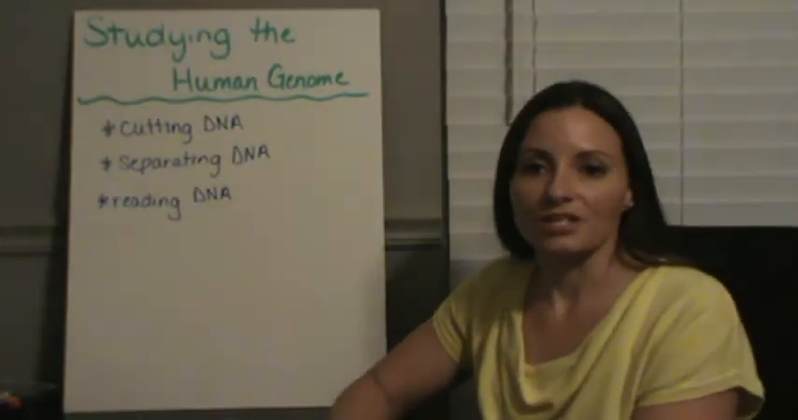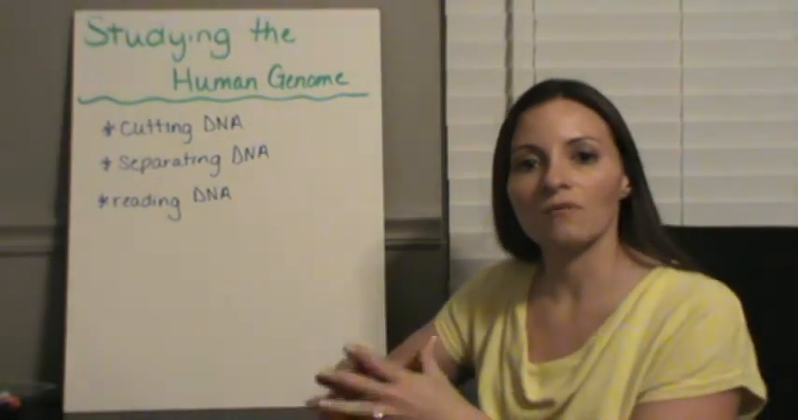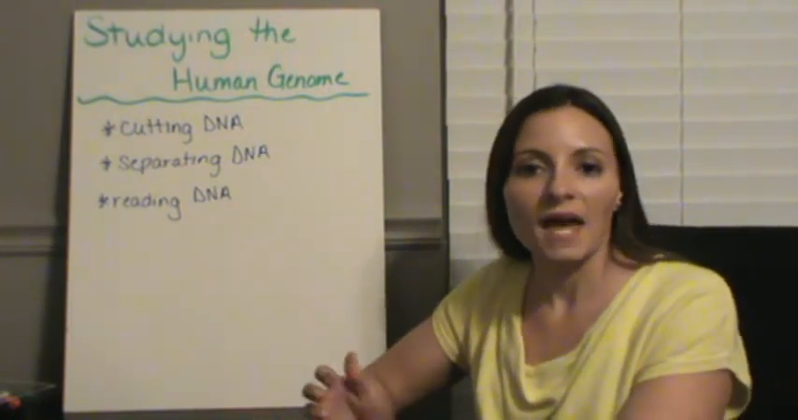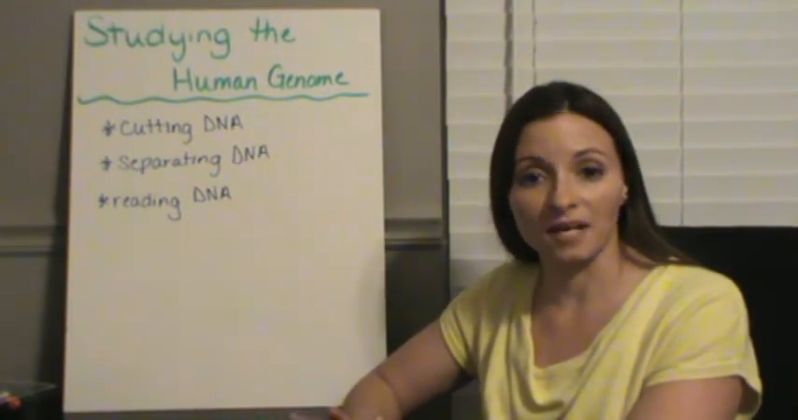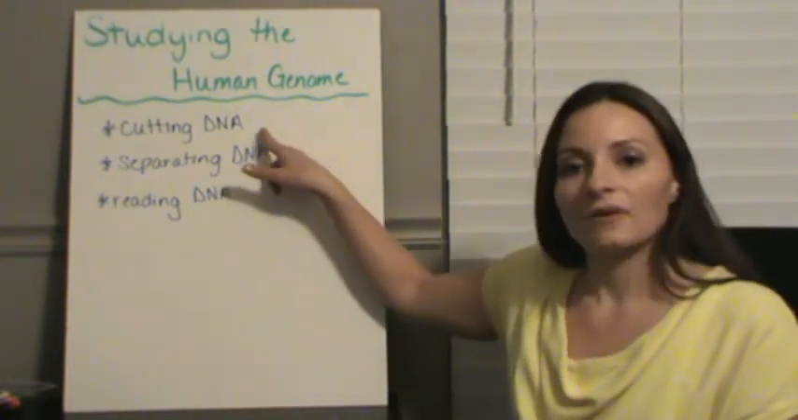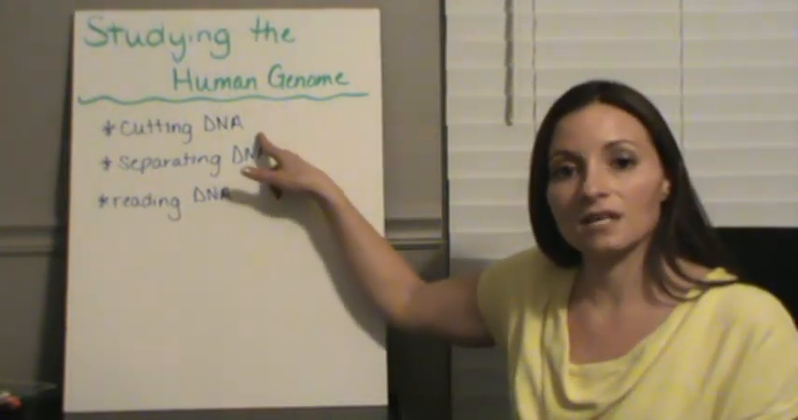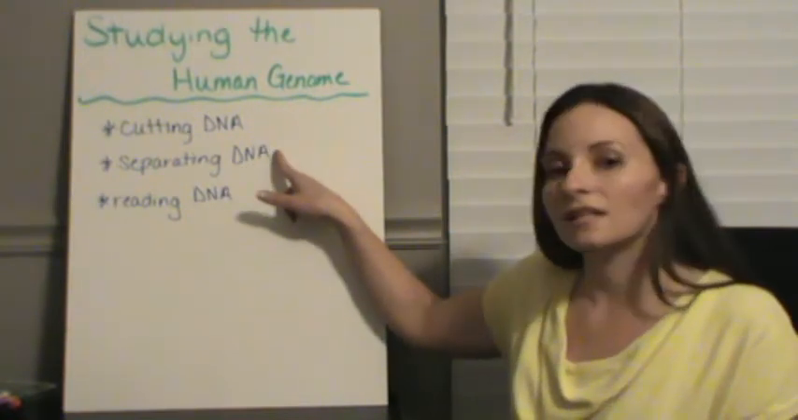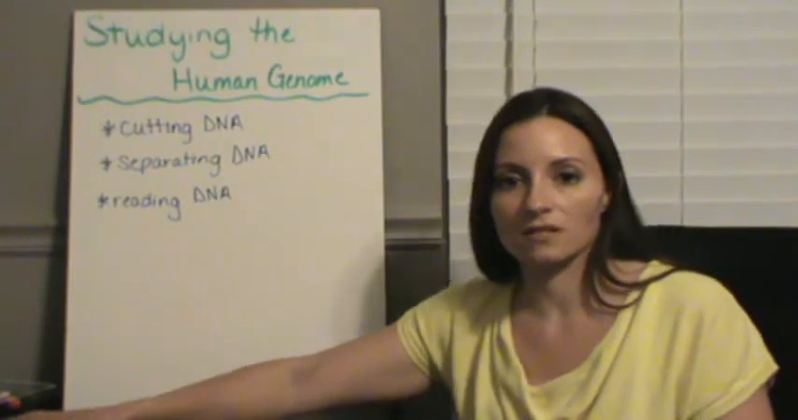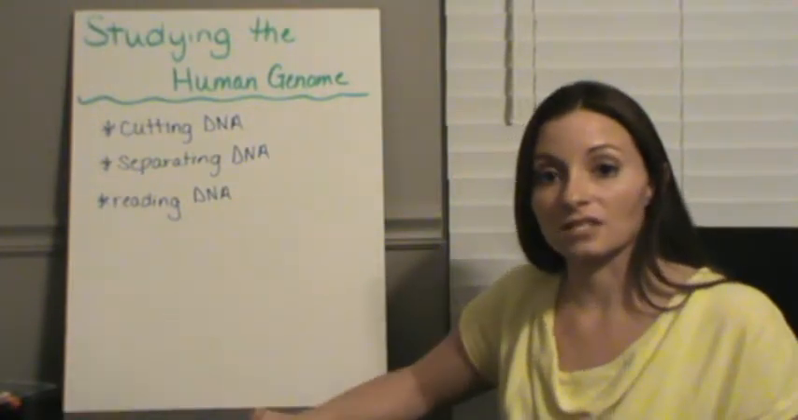Welcome to today's lecture, and today we're going to discuss how we study the human genome. One of the techniques used in studying the human genome is also used a lot in crime labs. So we're going to talk about how the DNA gets cut, how the DNA gets separated, and then how it gets read in this process for actually reading and understanding the human genome.